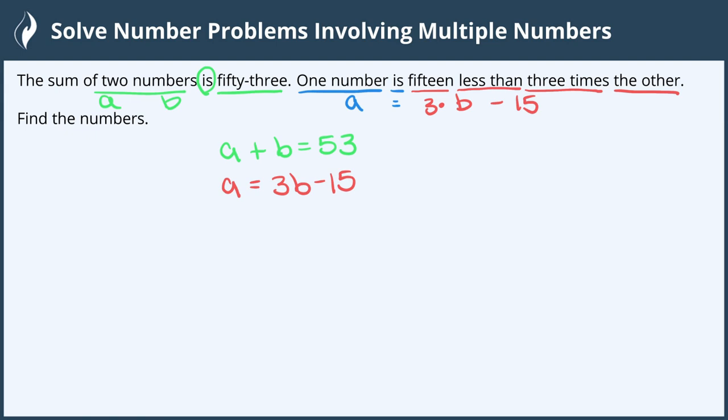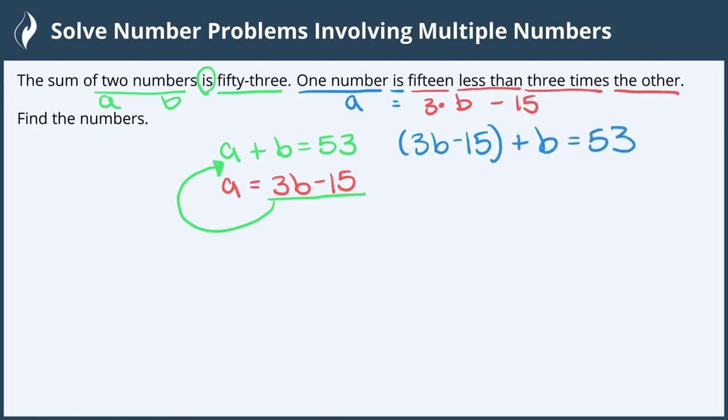Now we can substitute what we have for A, this 3B minus 15, into our first equation and solve for B. So we end up with 3B minus 15 substituted in for A, plus B equals 53. Now, because we don't have anything that we need to distribute or multiply with those parentheses, we can just drop them off. So we get 3B minus 15 plus B equals 53. Now we can combine like terms, so we get 4B minus 15 equals 53.